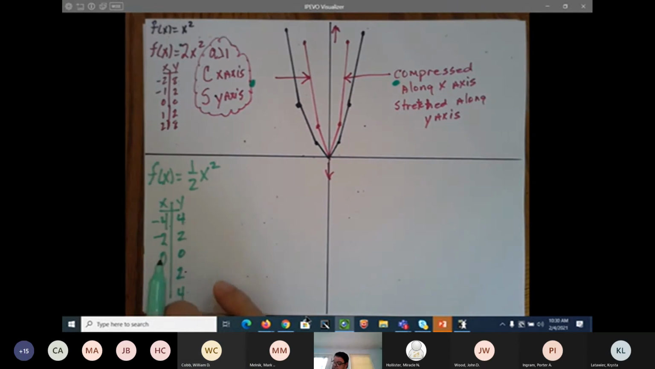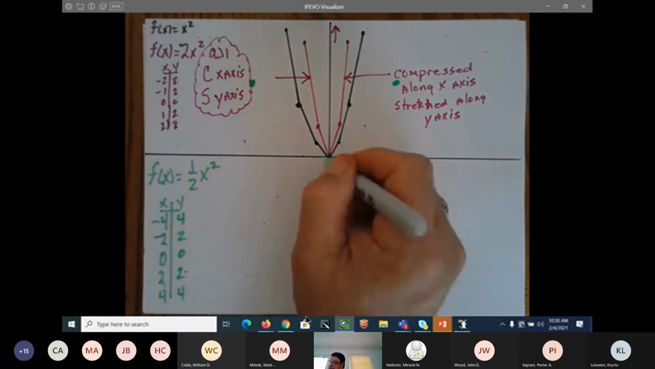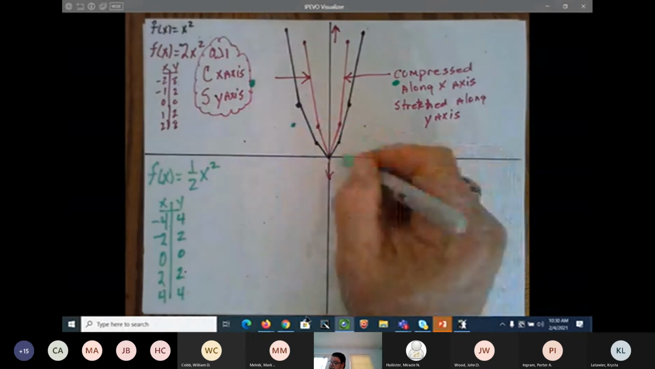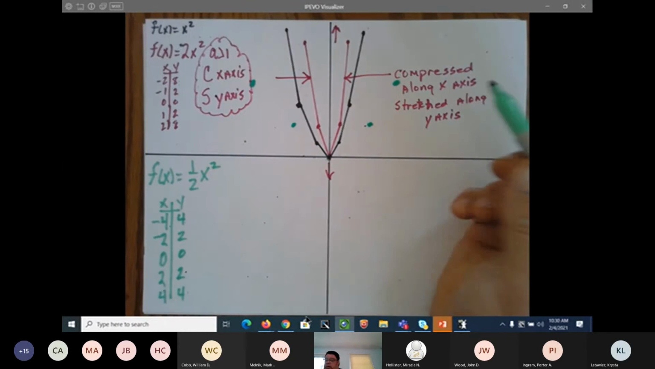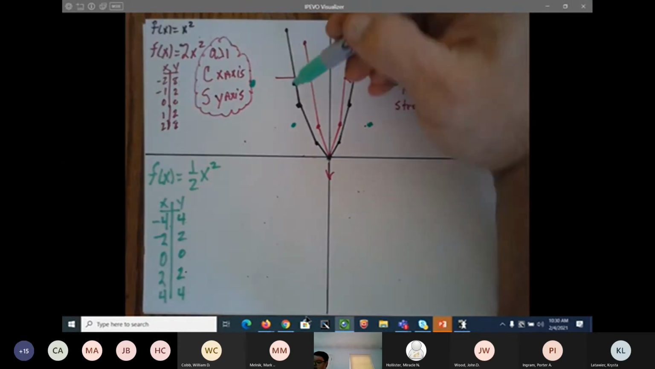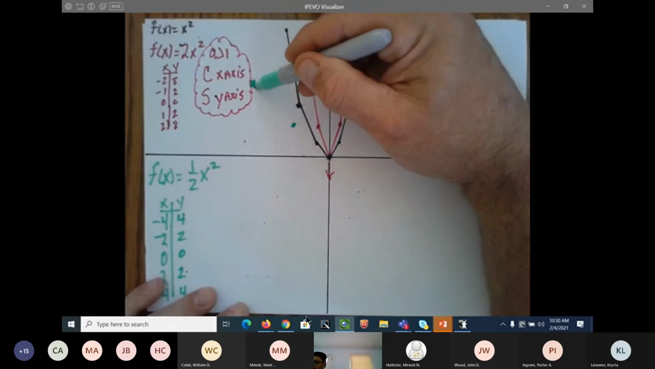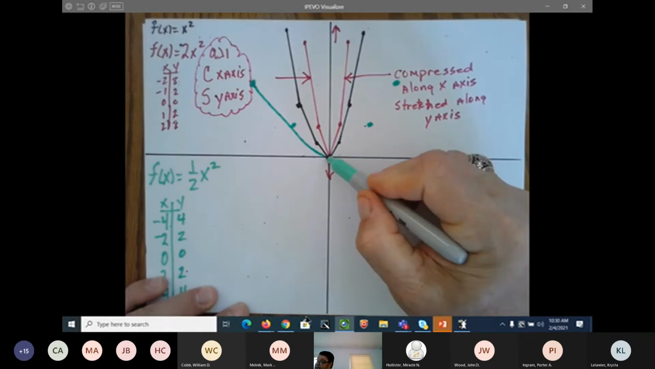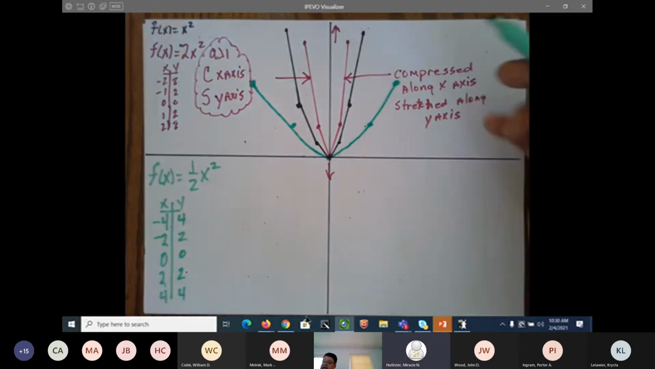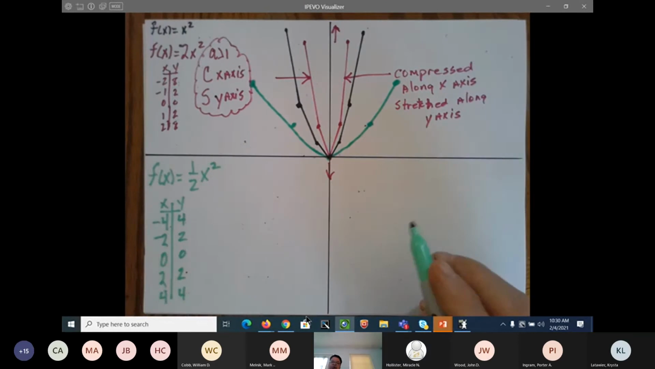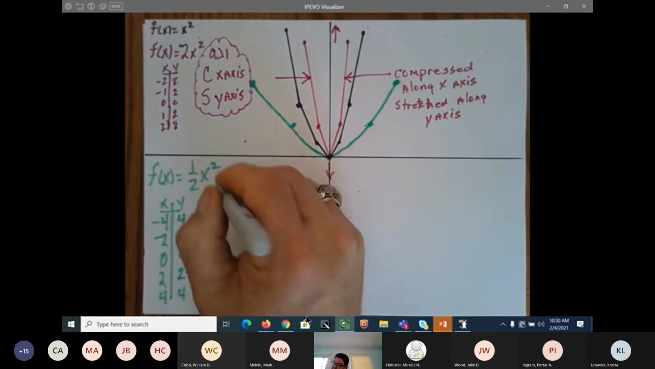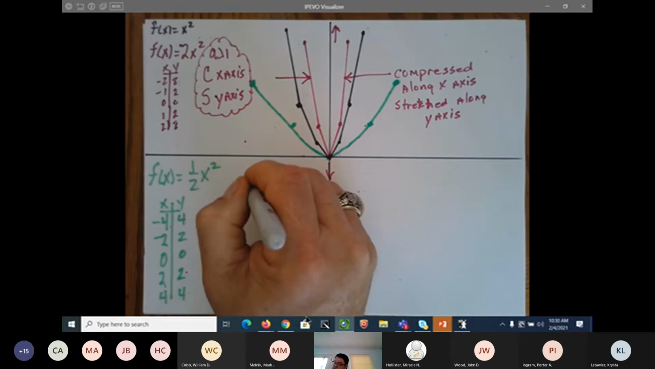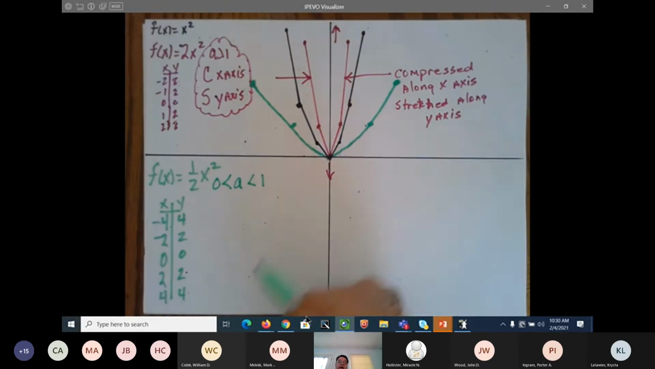Next is -2 and 2, 2 and 2, and 0 and 0. Now, somebody tell me, I'll try to do a parabola here. It's wider. Exactly. But I want you to put it in terms of compression when A is between 0 and 1. Now, if you don't know what I'm talking about, think of your wrenches.